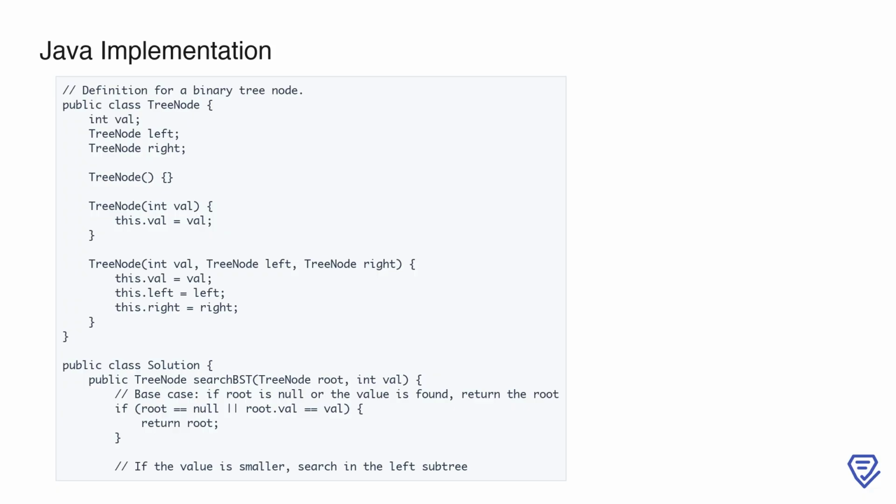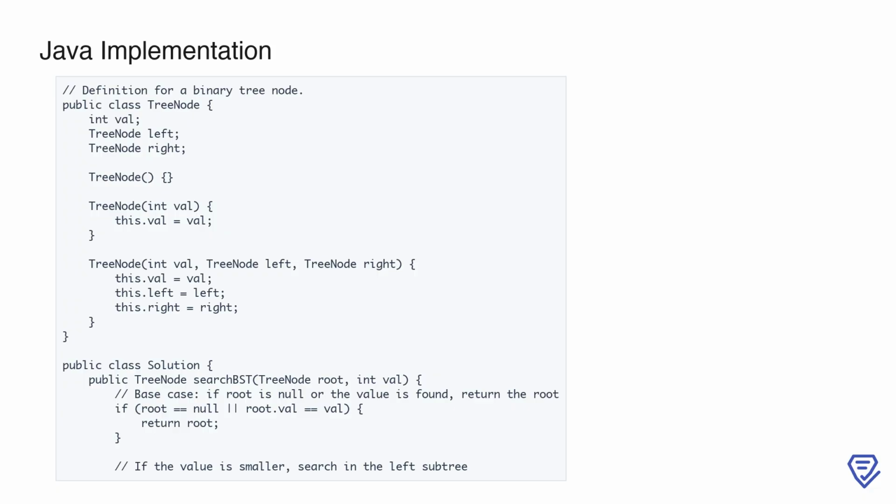The first thing we handle is the base case. If the root is null, meaning we've reached the end of a branch without finding the value, or if the current node's value matches the target value, we simply return the current node. This ensures we either terminate the search or return the node containing the target value.